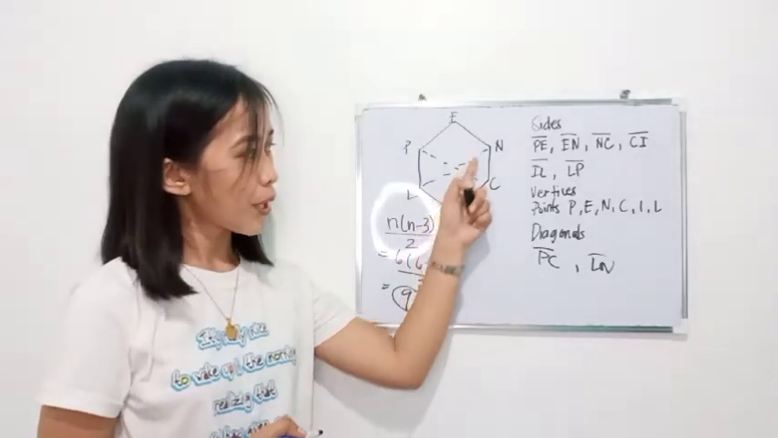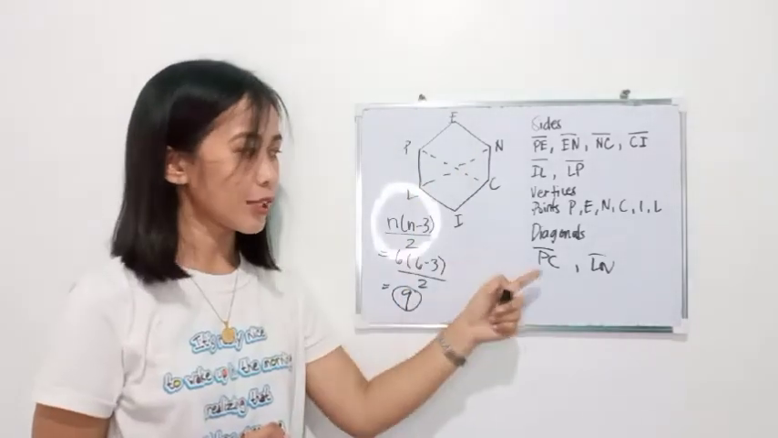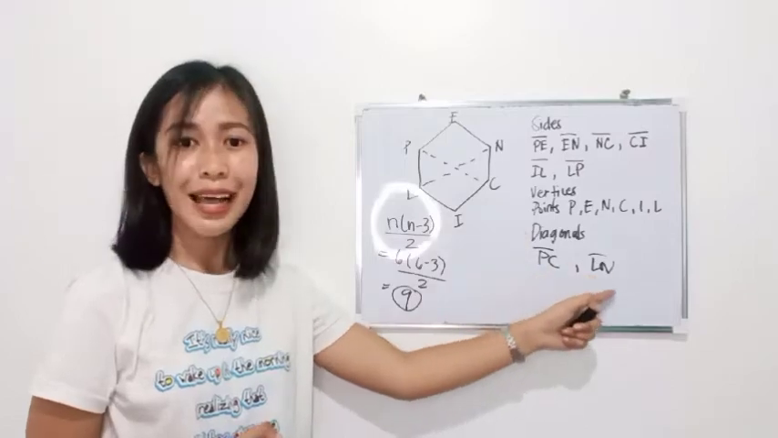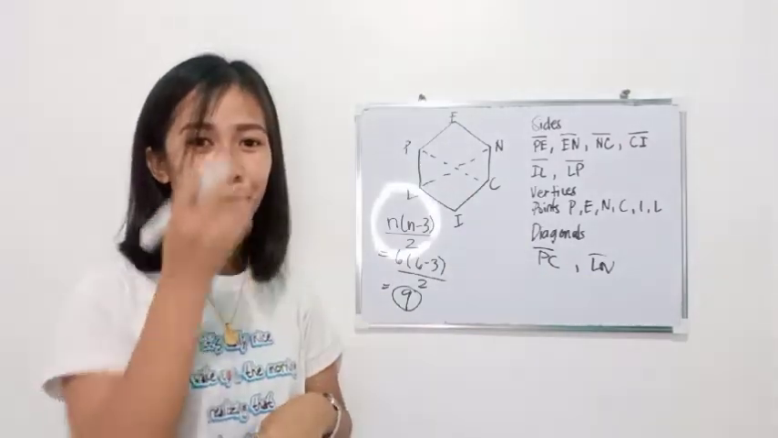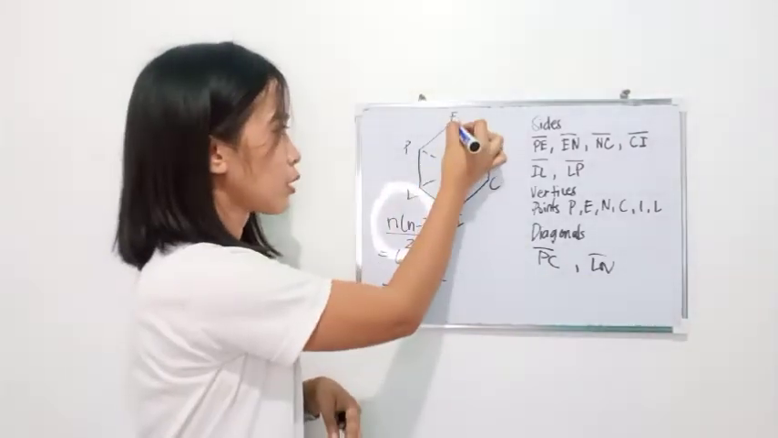Alright? Dalawa pa lang yung nakukuha nating diagonals: segment PC and segment LN. So, hanapin natin yung iba pang diagonals. We have 1, 2.